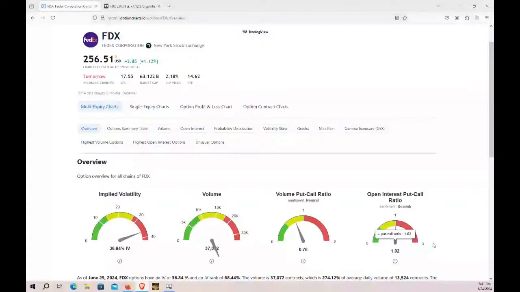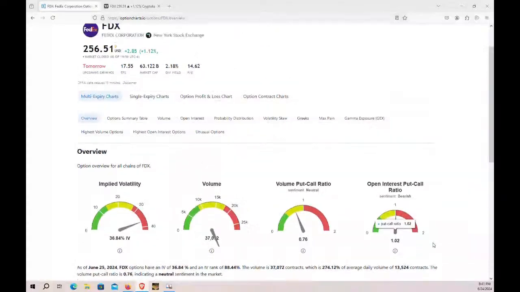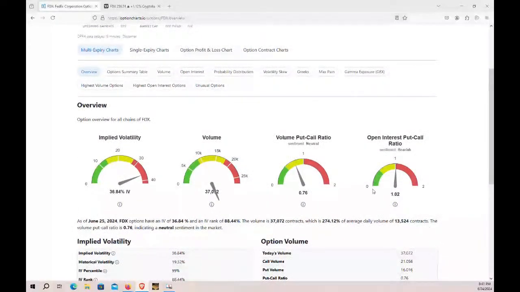If you want to take a look at the videos where I try to explain all that, go like that. So I believe, and I've been looking at this every time, when it shows a neutral on the volume, it's a neutral sentiment in the market. Sometimes the bearish on open interest hits more at this point, but we'll see tomorrow after the earnings.